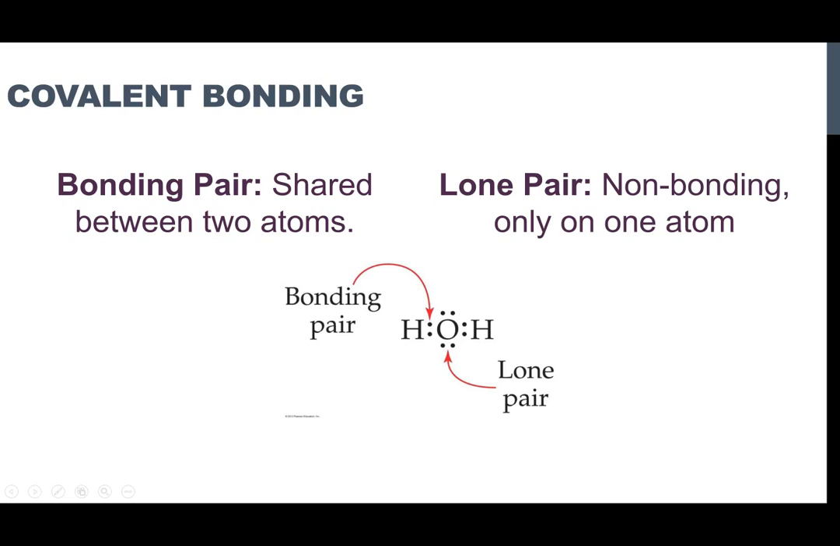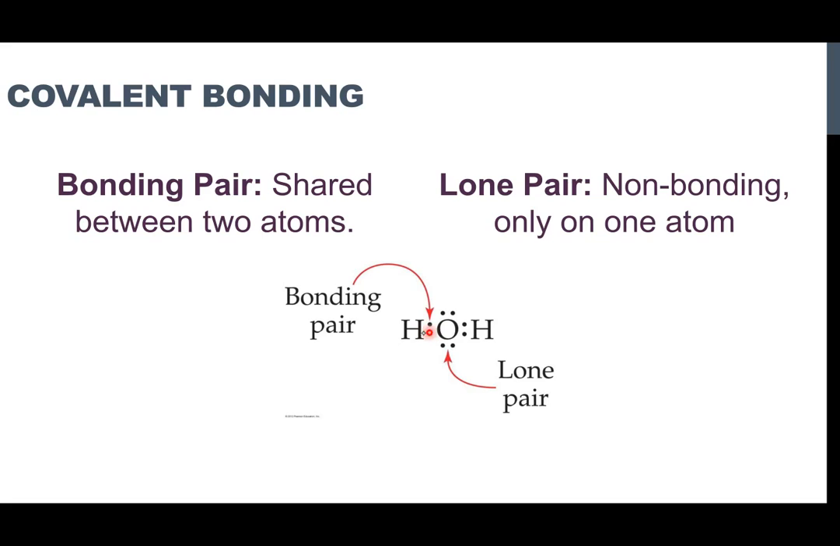So here's our Lewis structure for water. We see 2 different types of electron pairs. So that's probably the first thing we need to talk about. When we talk about covalent bonding, we typically talk about electrons in pairs. They like to run around in groups of 2. The first type of pair that we're going to talk about is a bonding pair. So a bonding pair is going to be the electrons that are being shared between 2 atoms.